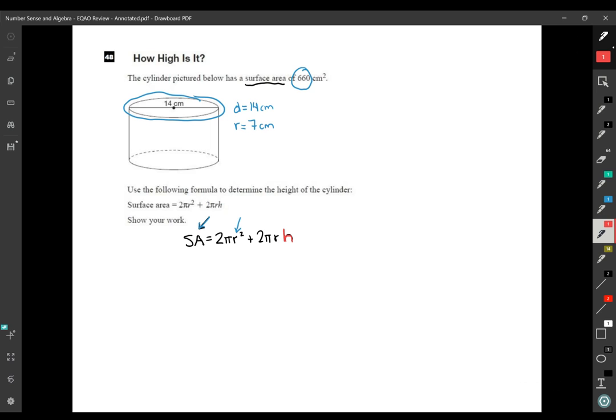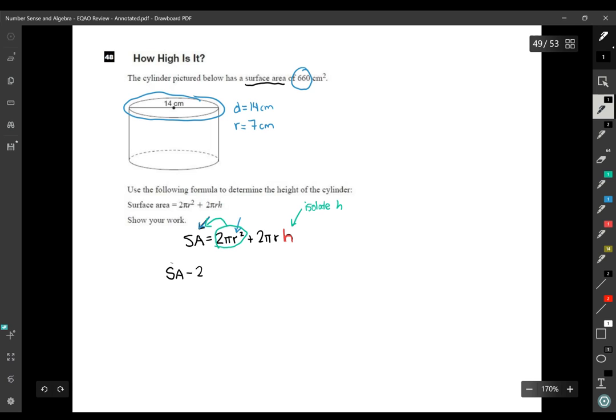So before we start plugging in numbers, I'm going to rearrange this equation to isolate for h. The very first thing we're going to do is pick up this term and move it to the other side of the equation, because our goal is to isolate h. So our next line would look like surface area minus 2 pi r squared is equal to 2 pi r h.